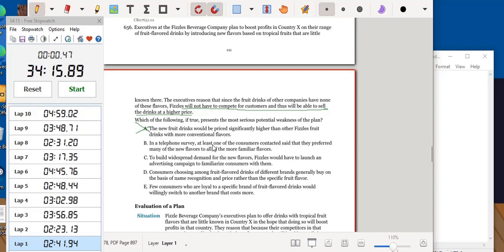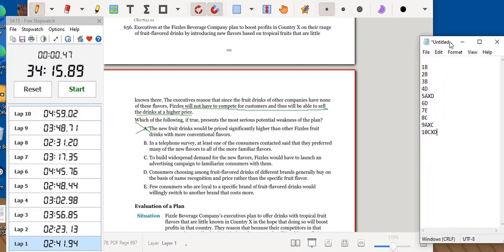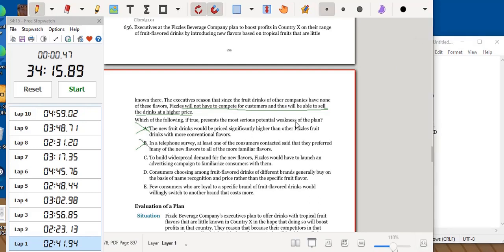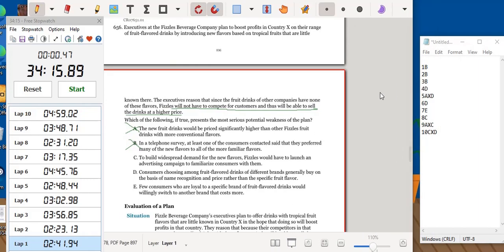In the telephone survey, at least one of the consumers contacted said they preferred many of the new flavors. So this is also not weakening. To build widespread demand for the new flavors which will have to launch. So this is a strategy. This is not helping here.